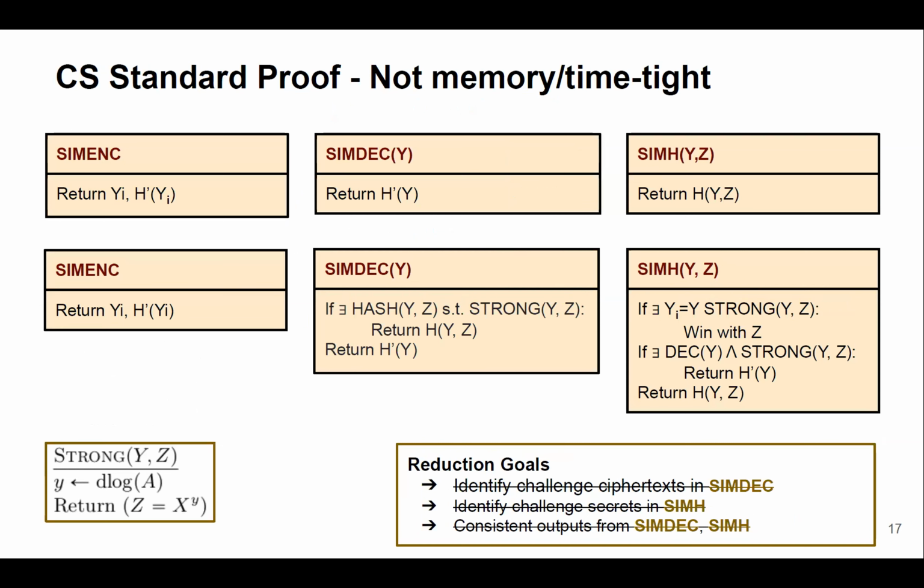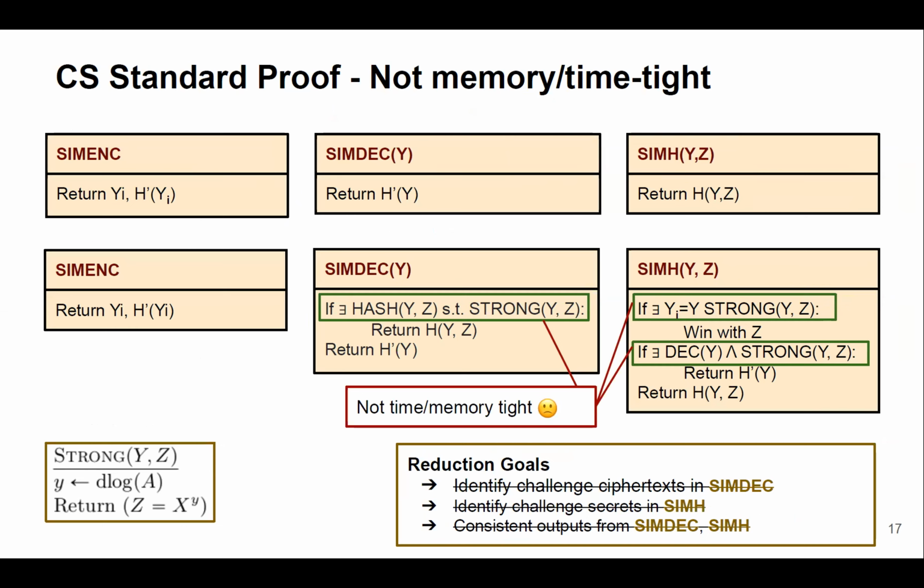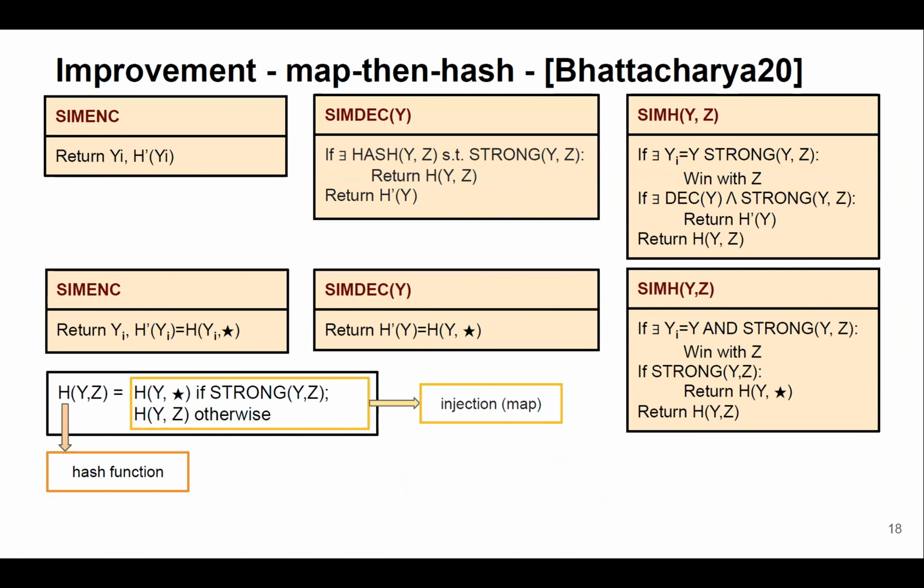The standard proof, again, is almost exactly similar to that we discussed for ECIES. And unfortunately, again, this is neither time nor memory tight. Again, we are able to apply Bhattacharya's map-then-hash technique here. It's nice to note that we no longer require efficient pairings in the underlying group, because SIMH receives as input both Y and Z. And we define our injection now such that H of YZ is computed as H of Y and a special symbol star if Strong of YZ holds, and is computed as H of YZ otherwise. Again, the composition of this injection and random function yields a random function.